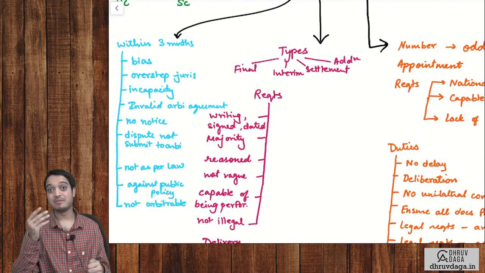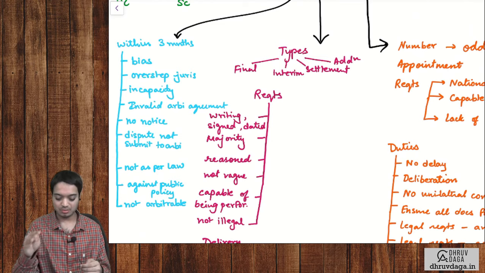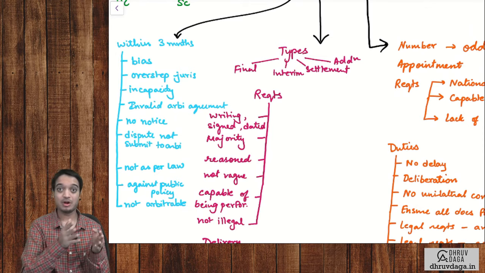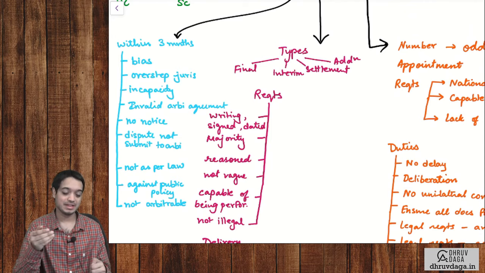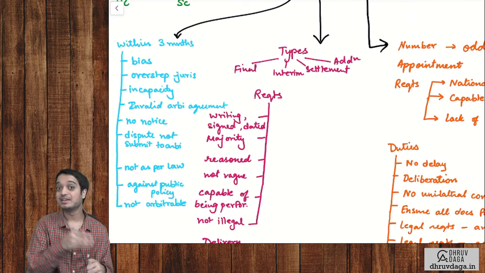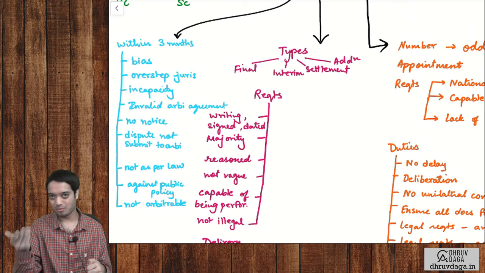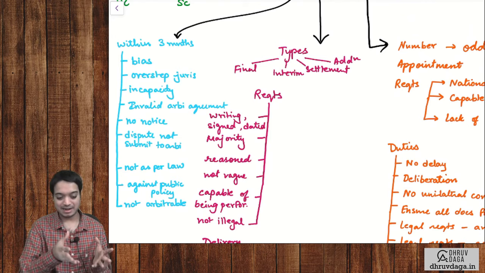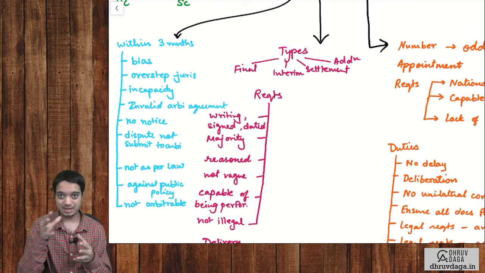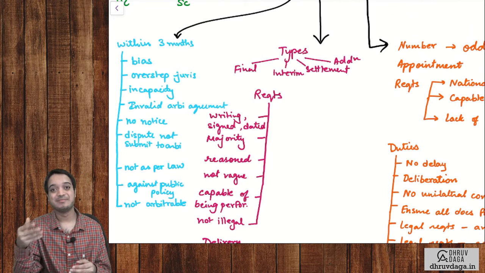Let's talk about arbitral awards. There are four kinds of arbitral awards: final, interim, settlement and additional. A final award is the ultimate award which is given after the arbitration proceedings. Sometimes in between the arbitration proceedings, certain reliefs or awards may need to be given. These are called interim awards. Then sometimes the parties may settle amongst themselves and come to a conclusion. This award, when adopted by the arbitrator, is called a settlement award.